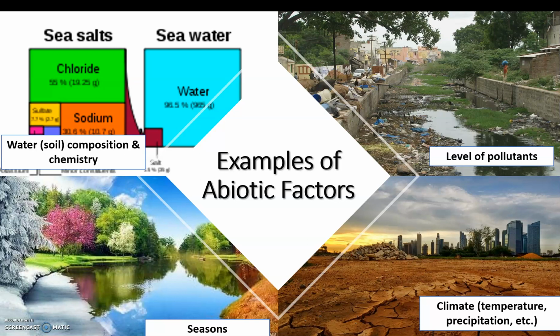Climate can also have a drastic effect on an ecosystem. Think about the polar ice caps, how they're melting, and the effects it's going to have on the organisms living there.